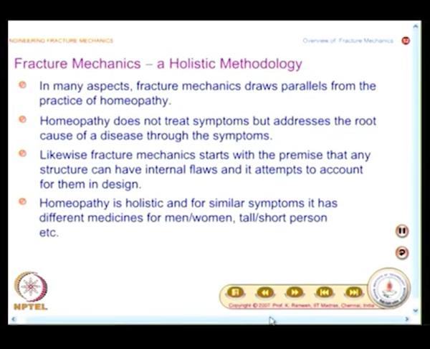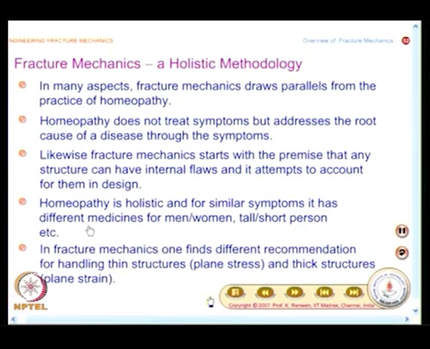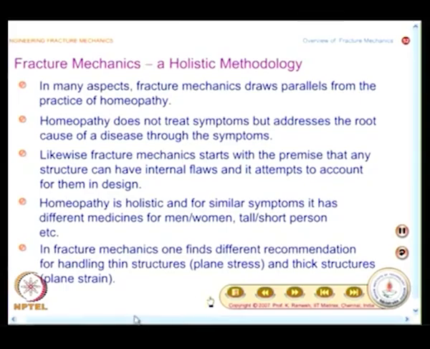And what is the other important aspect? See, if you look at a homeopathic doctor, for the same or similar symptoms, they will give different medicines for men, women, tall person, short person. There are so many subtle classifications. The medicine is individualistic. Something very similar to that happens in fracture mechanics also. You have recommendations separately for thick specimens and for thin specimens. So, you have thin structures which are under plane stress, you have a different recommendation, and for thick structures which are in plane strain, you have a different recommendation.